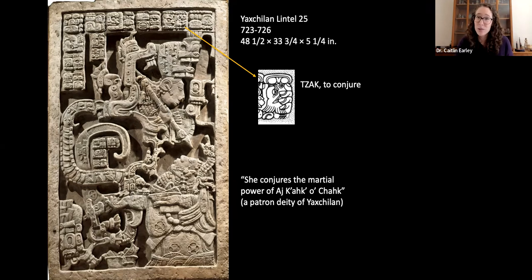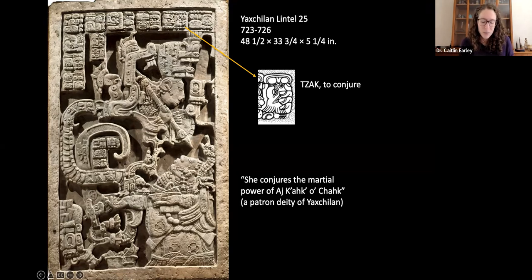We know this from other inscriptions. We see this individual appear a lot in the art of Yaxchilán. We can also tell this from some iconographic details. Here is Shield Jaguar, and we can see he's holding the spear aimed a little impolitely, I think, at his consort, at Lady Shuk in the bottom right. And then we can see a shield right behind that spear. So this is a scene where Lady Shuk is conjuring the martial power, the warlike power, of this patron deity of Yaxchilán. What that tells us is that this lintel is about ritual and conjuring and the centrality of Lady Shuk in these actions, but it's also about war.